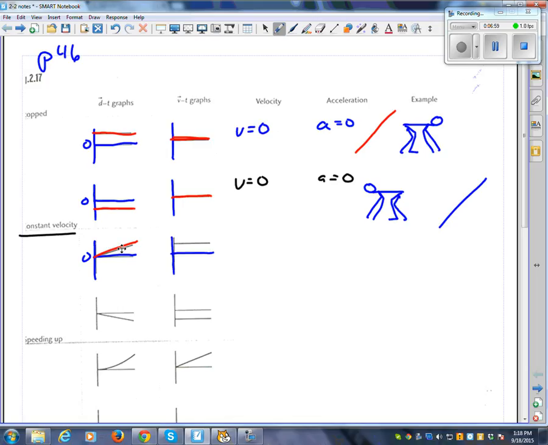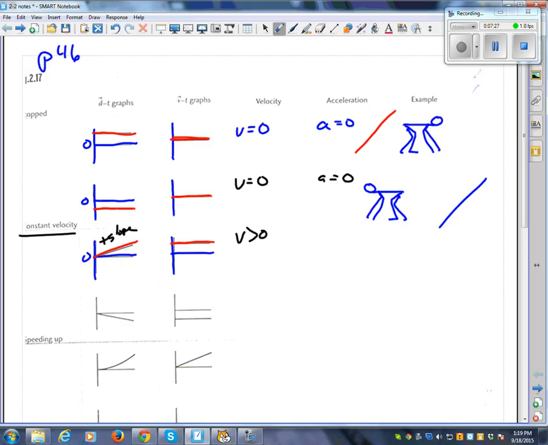The slope here is positive. I'm going to write in here positive slope, and so I have to graph positive slope. Is it constant? It sure is. So you'll notice these have similar shapes. This one just is above 0. These ones are at 0, right? The velocity then is some number greater than 0, or you can say positive velocity.